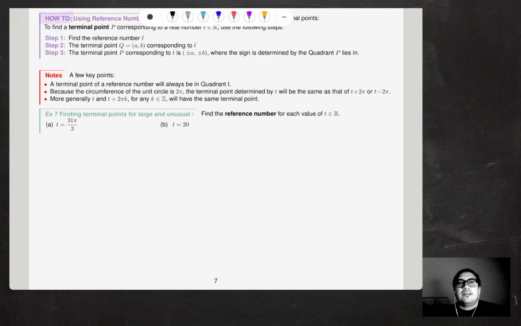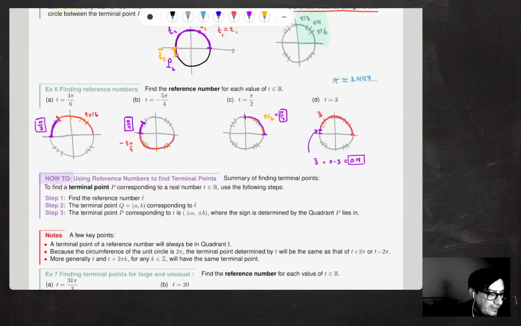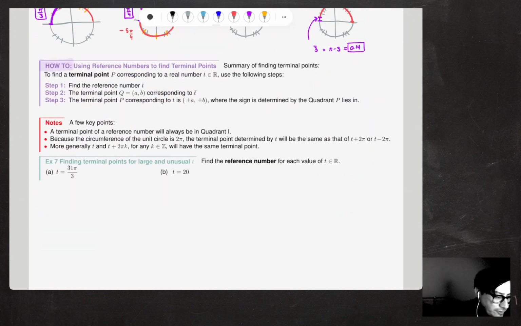A terminal point P of a reference number will always be in quadrant 1. Okay, I believe what I meant to say was, oh no, reference number was the T bar. Yeah, okay. Because the circumference of a circle is 2 pi, the terminal point determined by T will be the same as T plus 2 pi or T minus 2 pi.